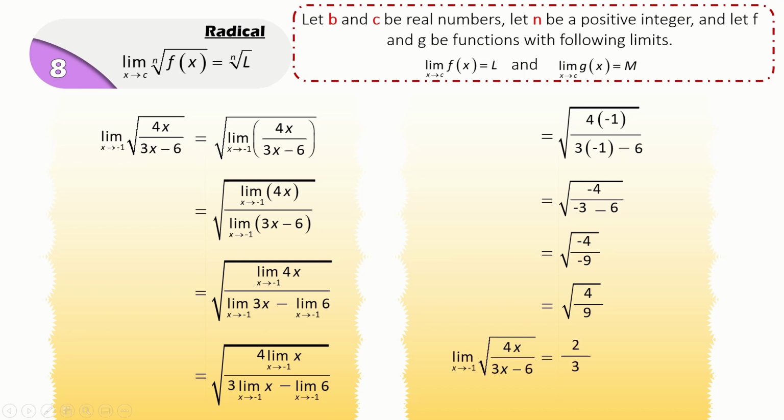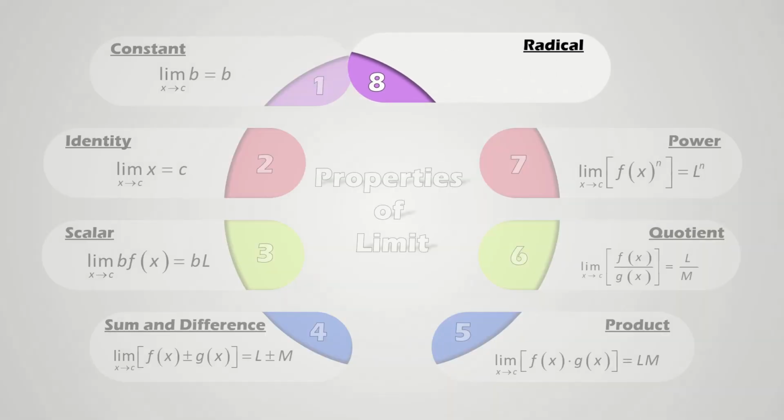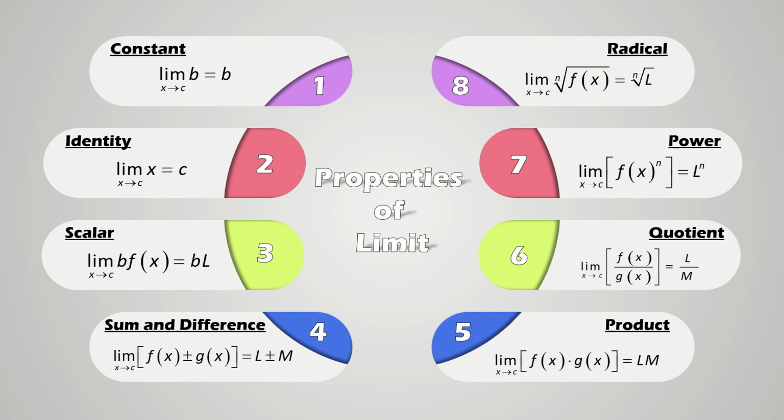This is how to apply the radical property and other properties such as constant, identity, scalar, sum and difference, product, quotient, and power properties of limit to find the limit of a function. May this series help you to understand the limit property and how to apply it properly.